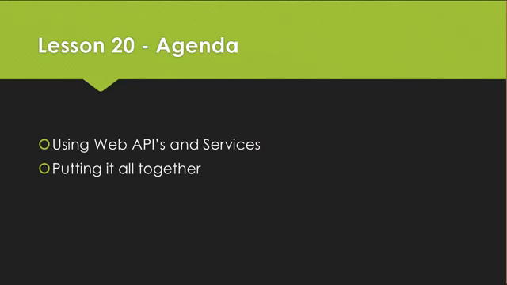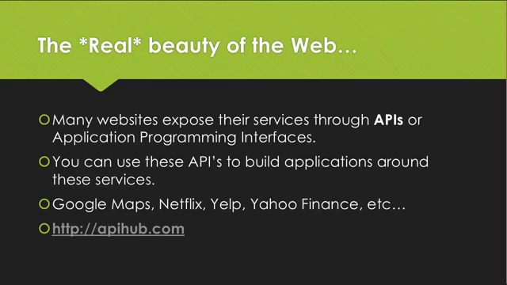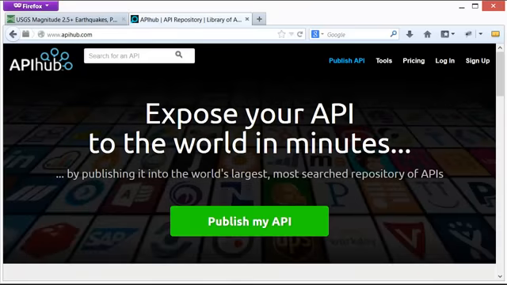And of course, putting it all together. The real beauty of the web is that many websites expose their services through APIs, or application programming interfaces. You can use these APIs to build your applications around these services. Google Maps, Netflix, Yelp, Yahoo Finance, these are all examples of APIs that people use to build their own mobile applications or web applications.